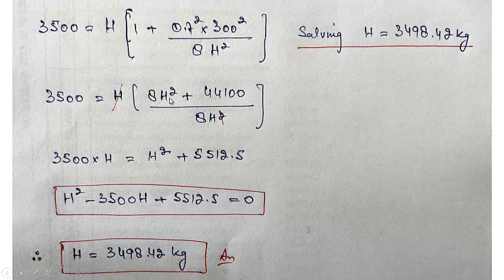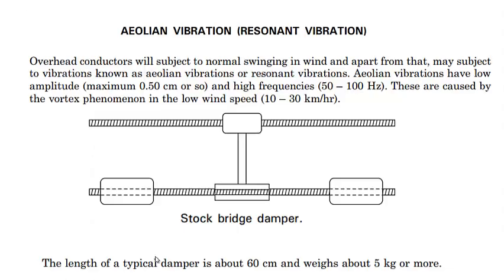This will remain only H square. 1H will be multiplied to this. It will be 3500H. So changing it to a quadratic equation and solving it is again giving the same value, 3498.42 kg. Here again you will see that both T and H are very close to each other.